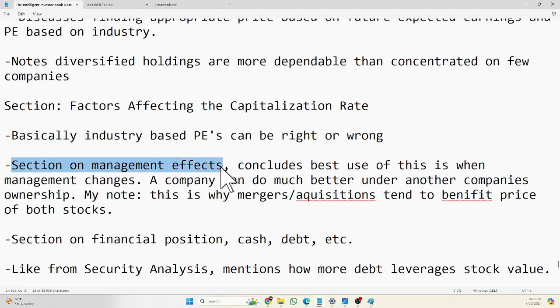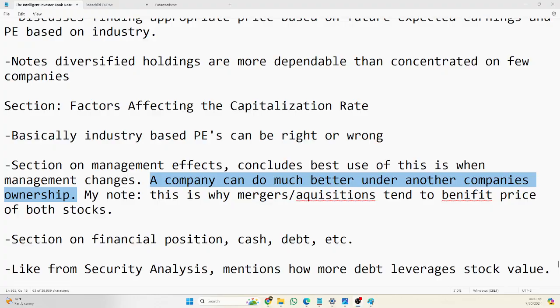So then we have a section on the management effects, and he concludes that when you are trying to figure out what's going on with management, the best use of analyzing the management of a company is when management changes. A company can do much better under another company's ownership, as an example of that change. Or you get a new CEO, and oftentimes when a company announces a new CEO, usually the stock price jumps because people get excited that the company might be doing better because you have someone new. And he says this is useful, basically.